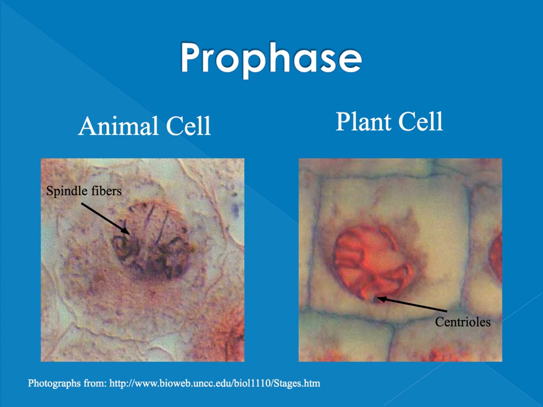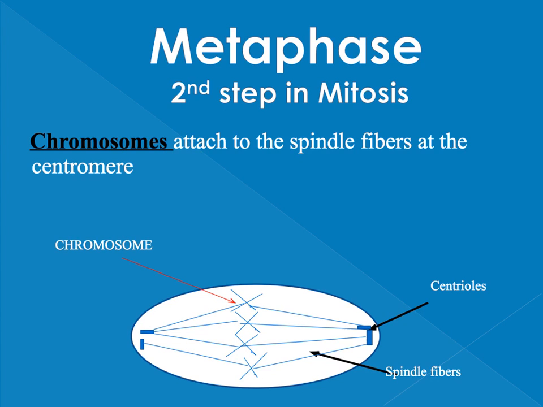Here's a picture of what it would look like under the microscope. So an animal cell, you can see the little lines of the chromosomes. The nuclear membrane isn't quite as distinct as it was in interphase. And then you can see your plant cell as well. All right, second step of mitosis is metaphase.